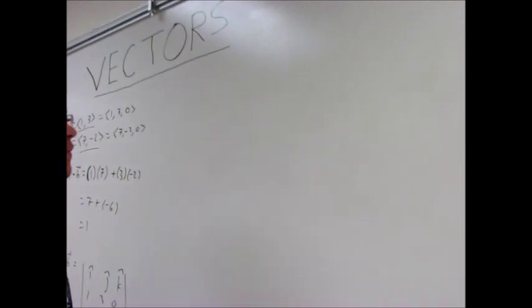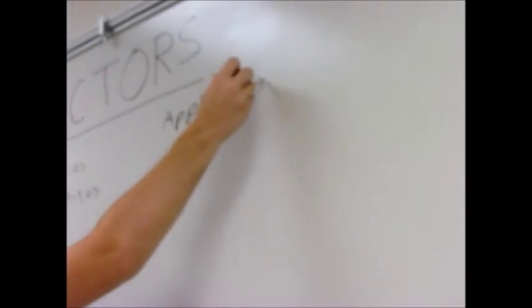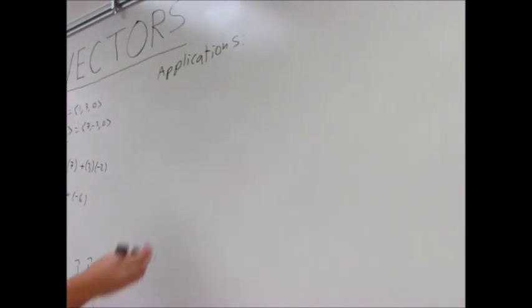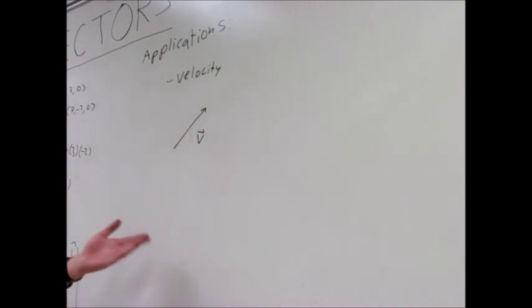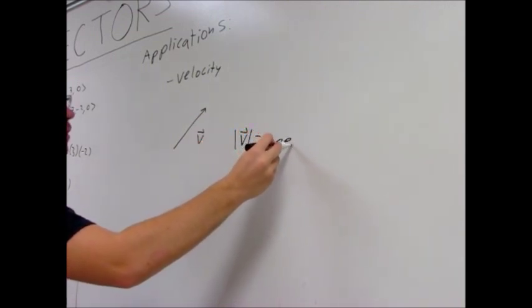Okay, so finally let's talk a little bit about where we use vectors in applications. Especially in physics, a lot of times you want to have quantities that have both a length or a magnitude and a direction. For example, velocity vector v, which tells you how fast you're going and in what direction. And so, if you find the length of this, that would be speed.